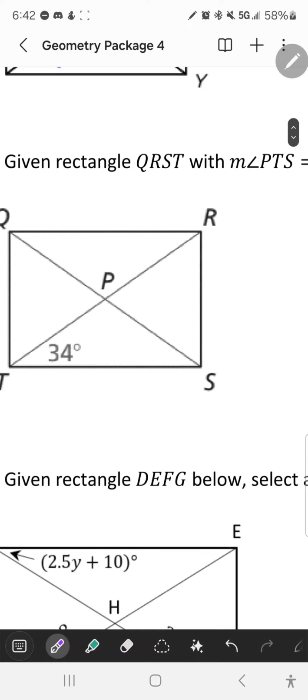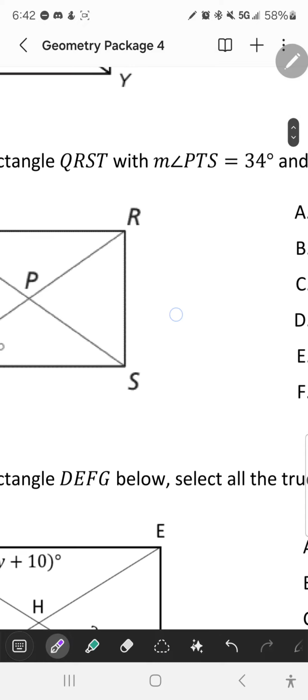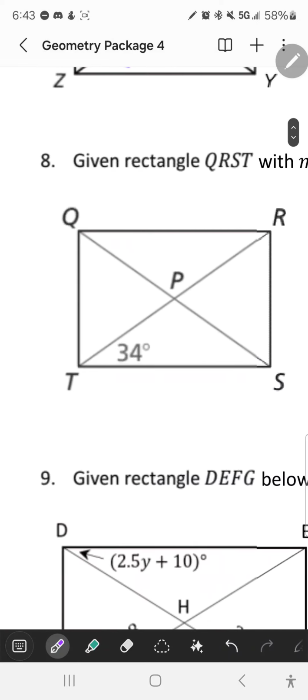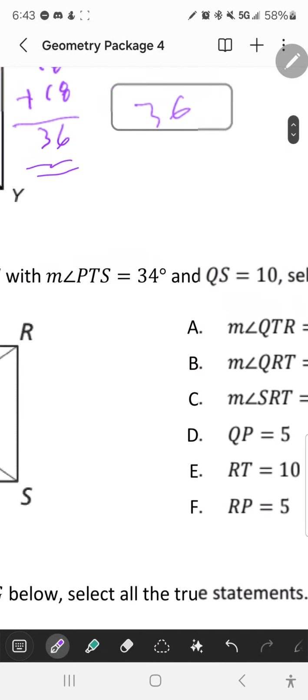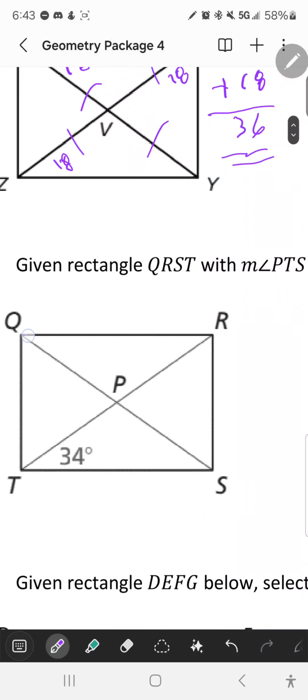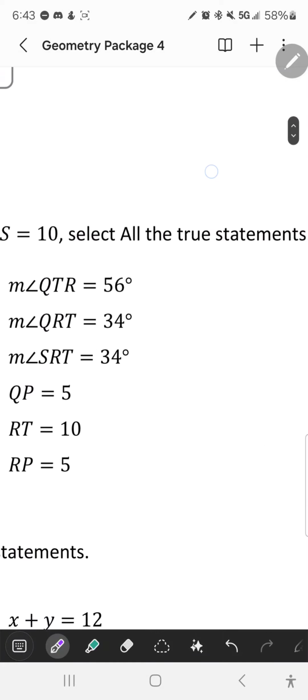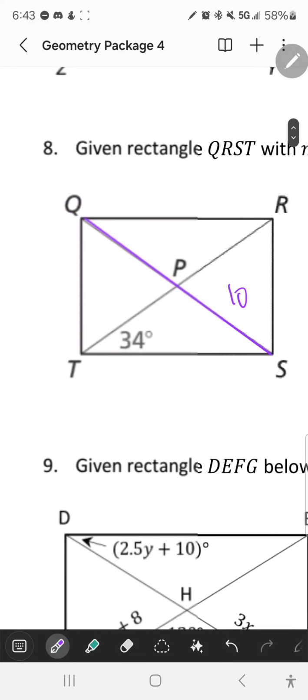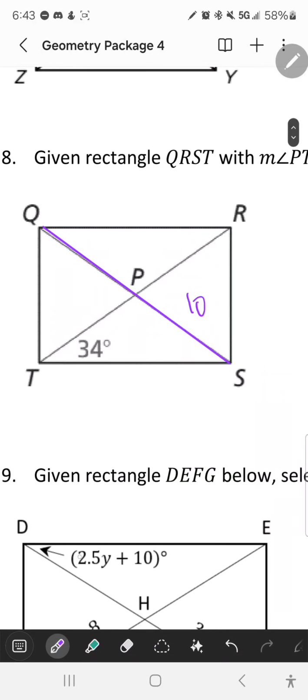Now let's keep going. Given rectangle QRST, we want the measure of the angle PTS, which is already in the figure, and QS equals 10, the whole line. Now, select all the true statements. First they're asking for the measure of QTR. It is a rectangle, and you're looking for this angle. I'm just going to put a random variable, x.